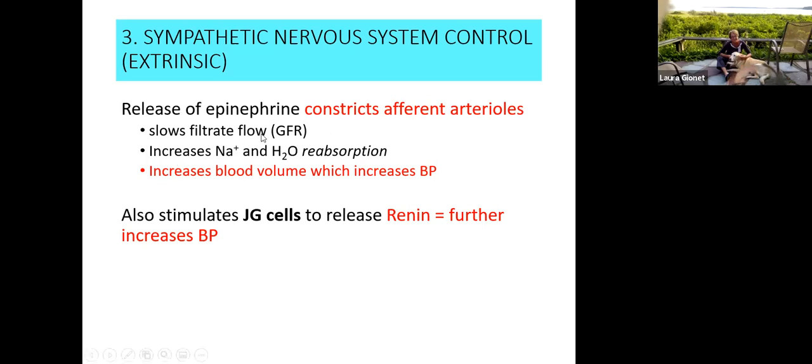And it slows down the glomerular filtration rate. So look, if we constrict the afferent arteriole, we slow down the blood flow into the renal corpuscle. Therefore, that translates into a slower moving conveyor belt through that nephron. So the slower filtrate rate allows more sodium and more water to be reabsorbed, therefore increasing blood volume and blood pressure. It also stimulates the JG cells to release renin to further increase blood pressure.